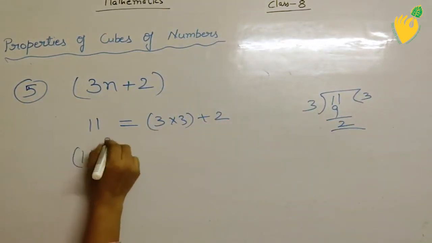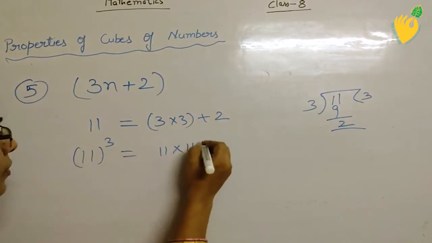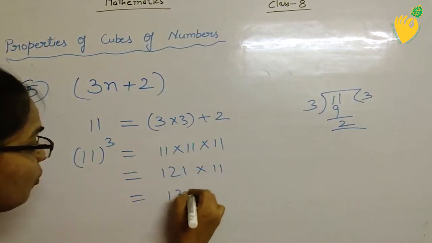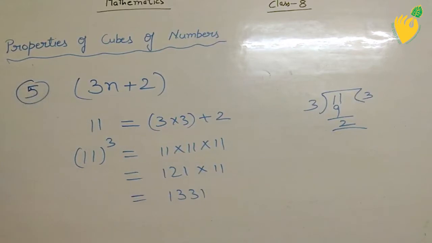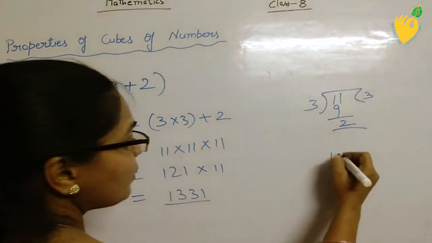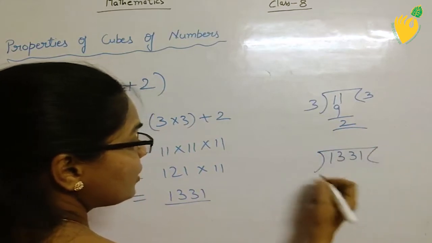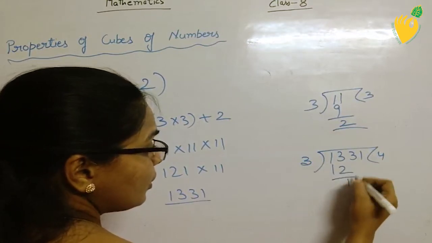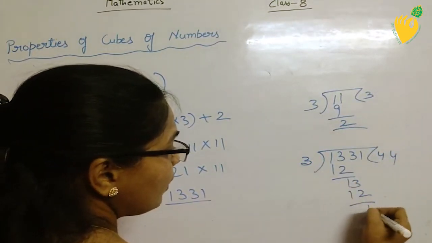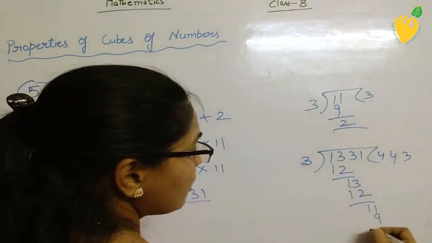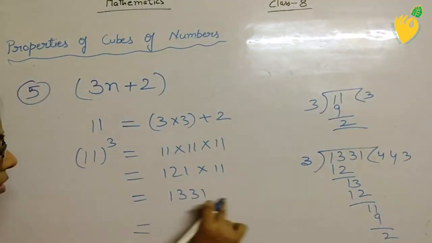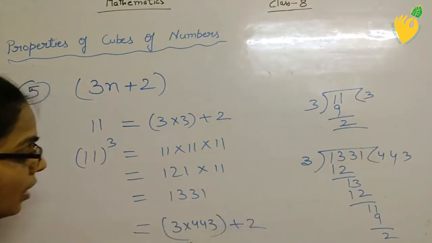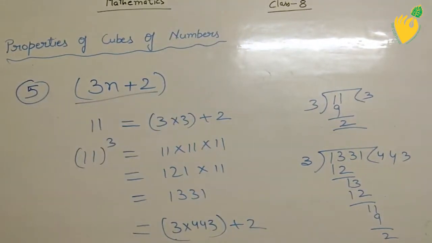Now what you have to find? You have to find the cube of 11. By multiplying 11 three times, you can find its cube, and we all know that the cube of 11 is 1331. Now you have to write this in the form 3n plus 2. For that you have to divide it by 3. 3 fours are 12. Again 3 fours are 12. 3 threes are 9. What is left? You can write it, students, as 3 into 443 plus 2. Again you can see this is of the form 3n plus 2.